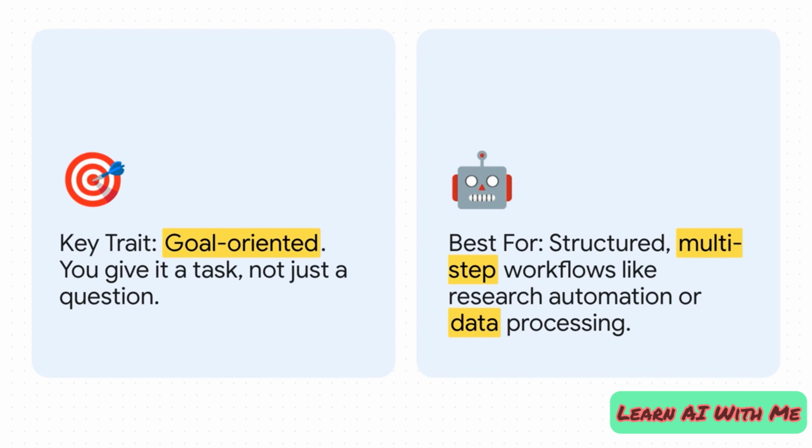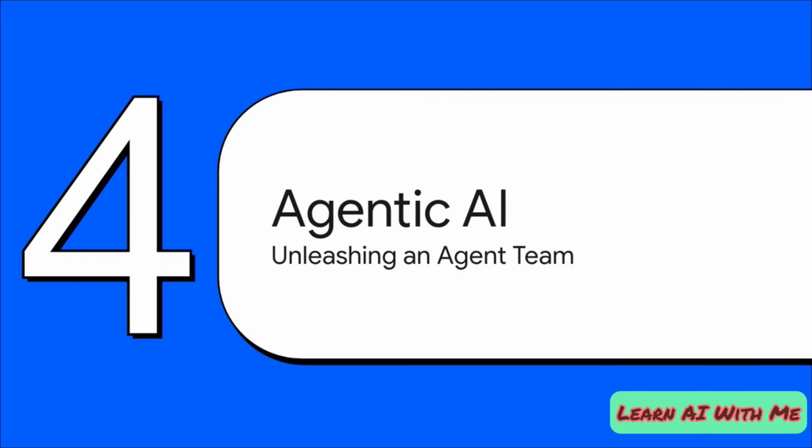And this is what's so cool about agents. They are goal-oriented. You don't just ask them a question, you give them a task, a mission. This makes them perfect for those structured, multi-step jobs like automating research, processing a bunch of data, or even managing complex travel bookings. So, if one agent is that powerful, what do you think happens when you get a whole team of them working together?